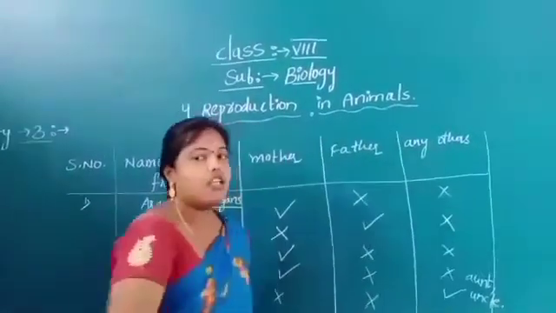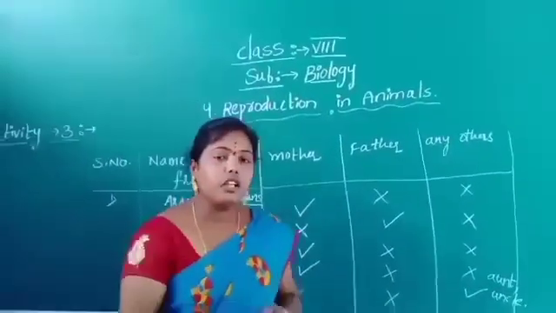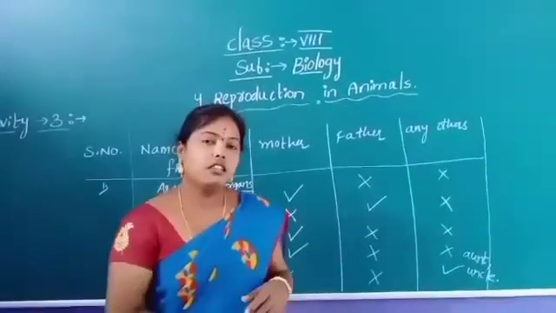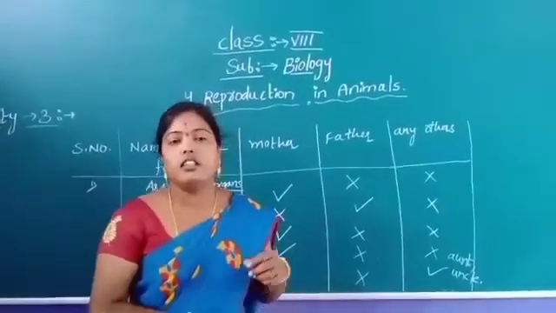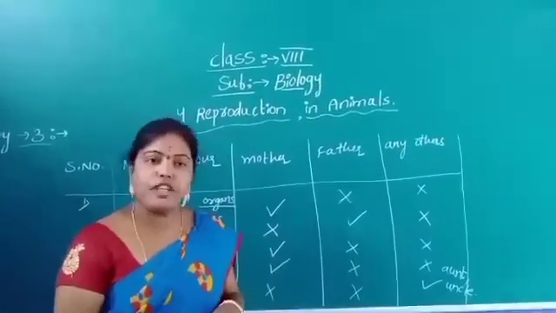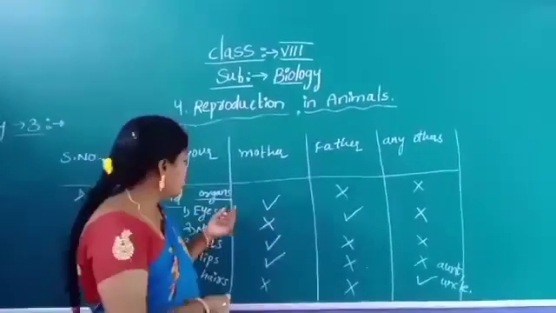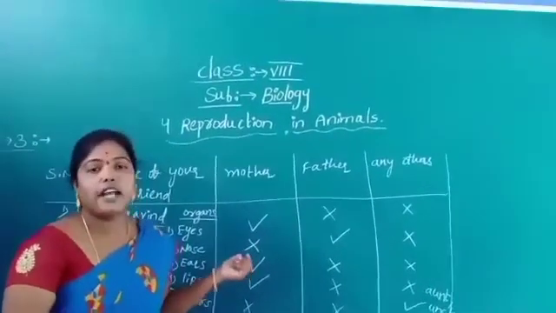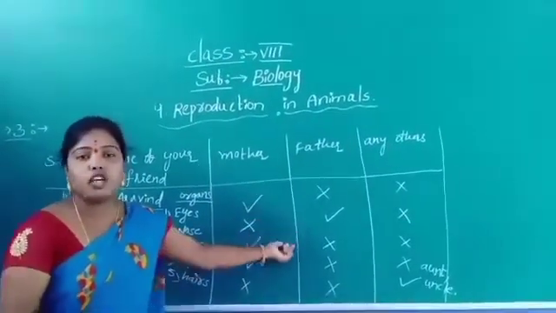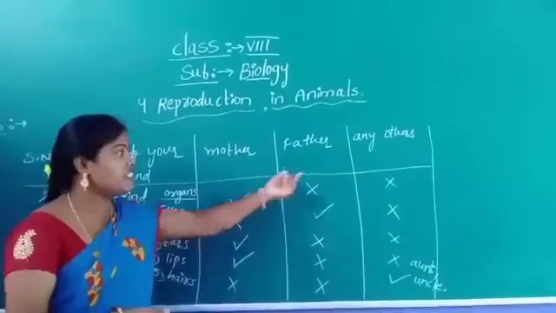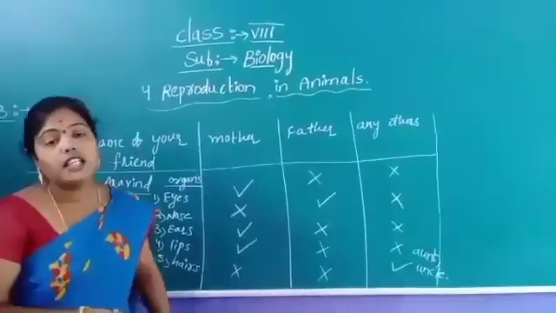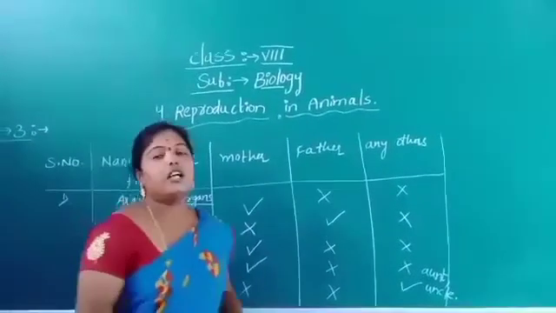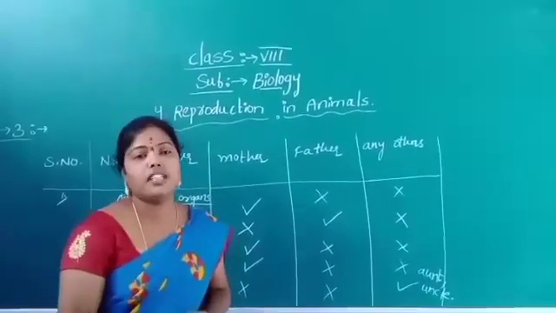Like this. So children, you make a group and observe the organs and characters of your friend. Which organ is similar to the mother's character, which organ is similar to the father's character and which organ is similar to any other character. Now fill the column in the textbook.